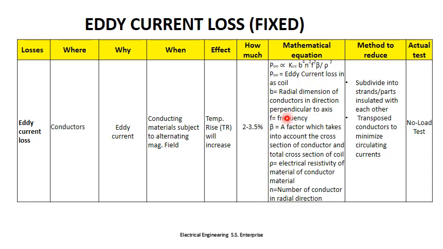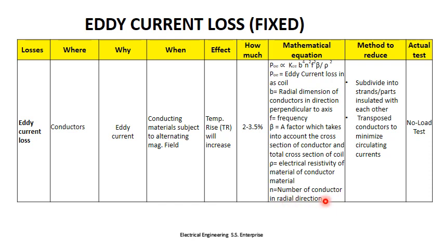F is the frequency. Beta is a factor which takes into account the cross section of the conductor and the total cross section of the coil. Rho is the electrical resistivity of the conducting material, and N is the number of conductors in the radial direction.